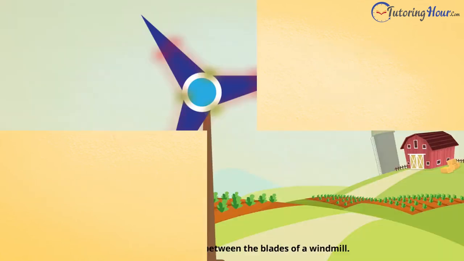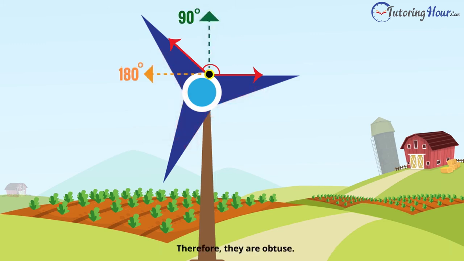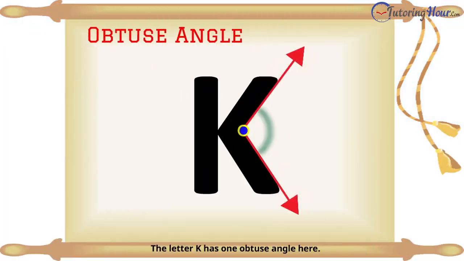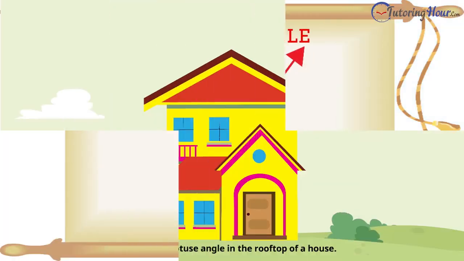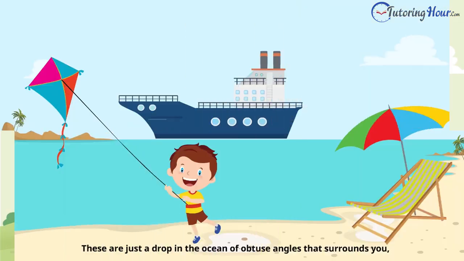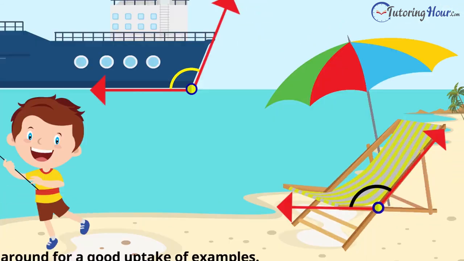Look at the angles between the blades of a windmill. They lie somewhere between 90 degrees and 180 degrees. Therefore, they are obtuse. The letter K has one obtuse angle here. Find an obtuse angle in the rooftop of a house. These are just a drop in the ocean of obtuse angles that surrounds you. Look around for a good list of examples.